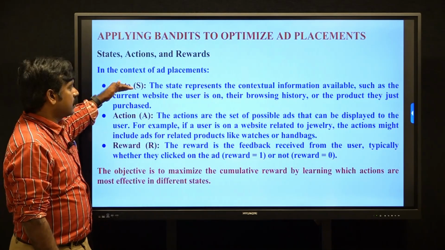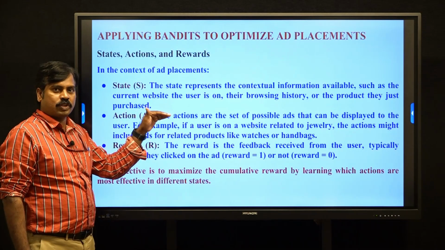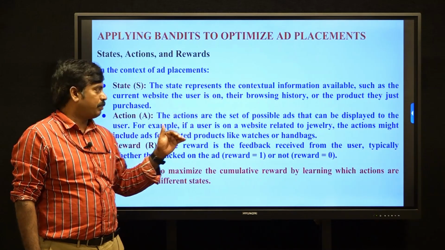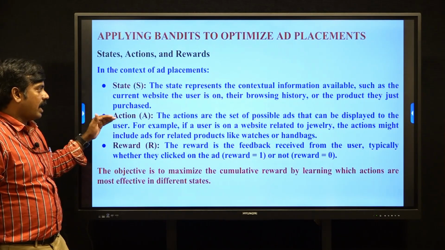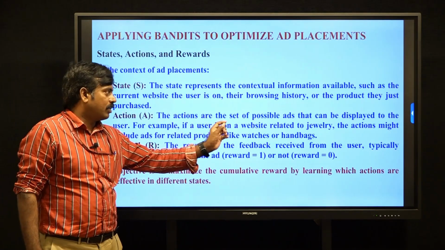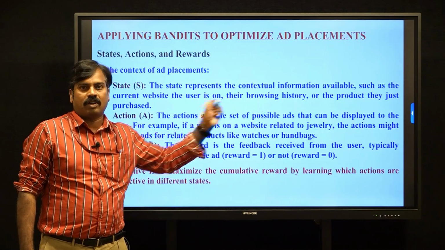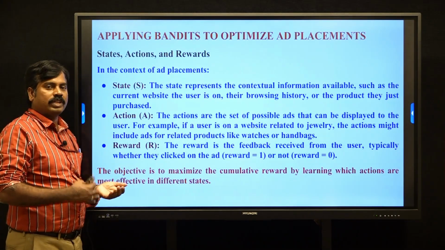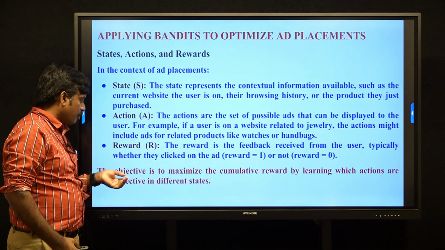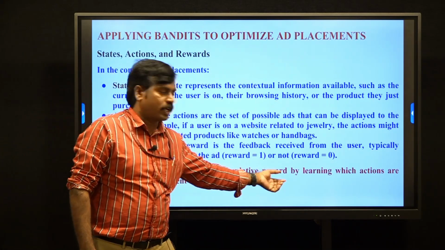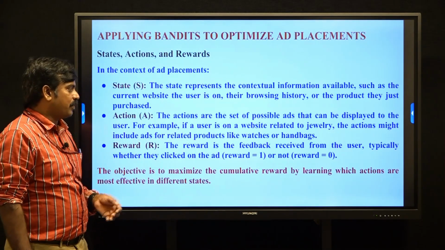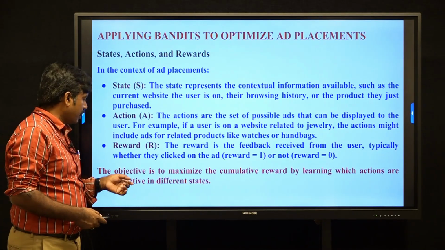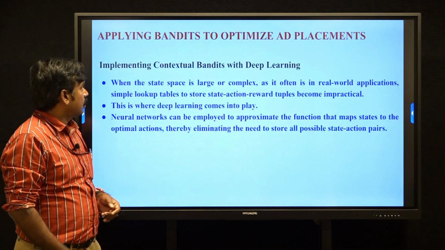So the state is the browsing history of the user, the website being used, or purchasing information. The action is the available ads, the possible ads to place on the user's site. And the reward is a click on the ad or not. The main objective is to maximize the cumulative reward by learning which actions are most effective in different states. This is the main objective in ad placements.